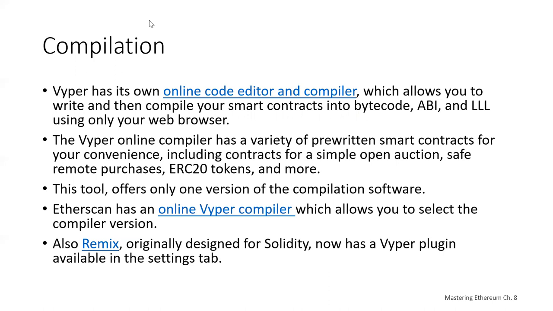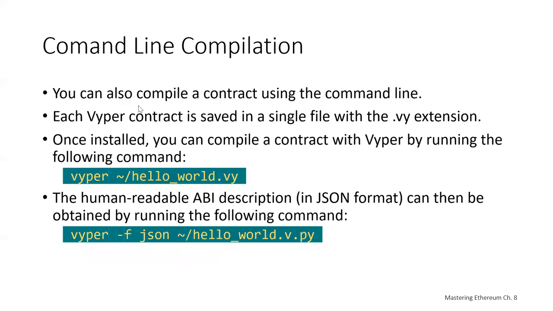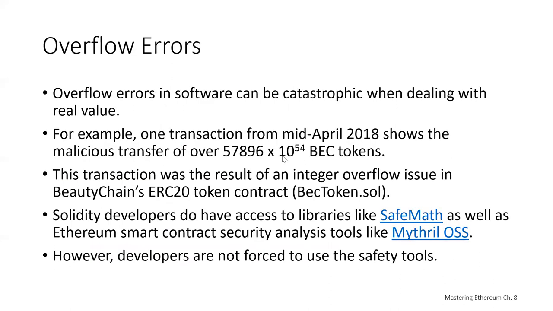You can also compile a contract using the command line. Each Vyper contract is saved in a single file with the .vy extension. Once installed, you can compile a contract with Vyper by running the command vyper helloworld.vy at the command line. And if you want to generate your human readable ABI description in JSON format, you would use some extensions to indicate, give me some output in JSON. So here's an example doing that: vyper -f json helloworld.vy is going to produce your ABI file so that you can see what it says in human readable JSON format.